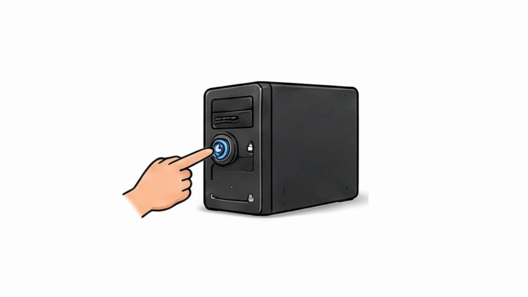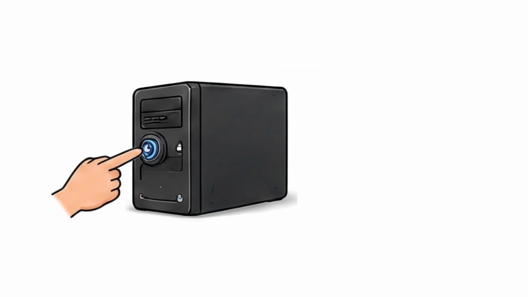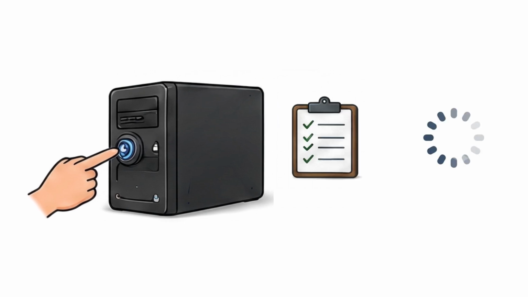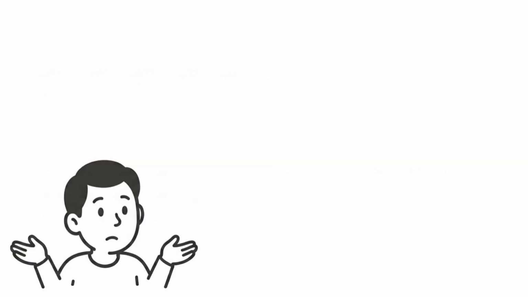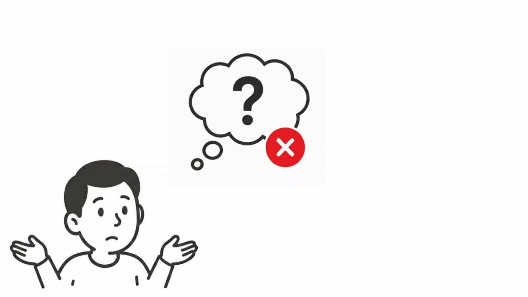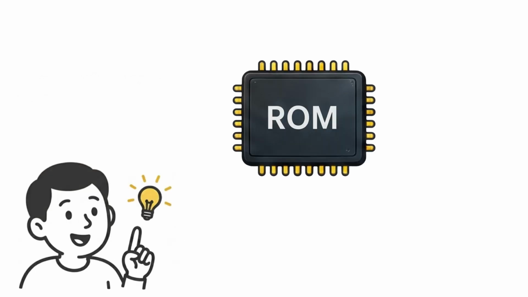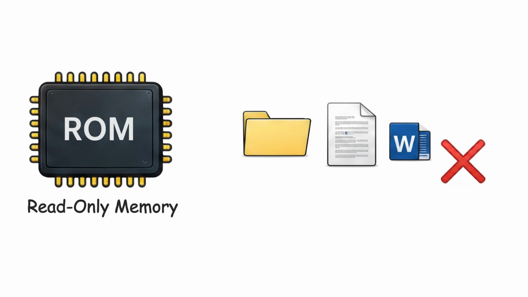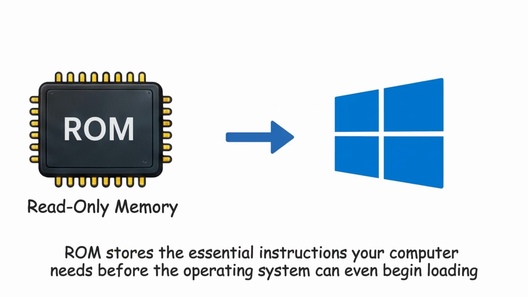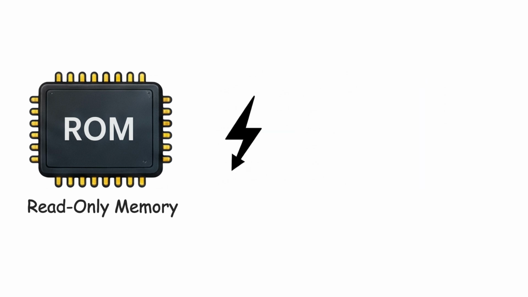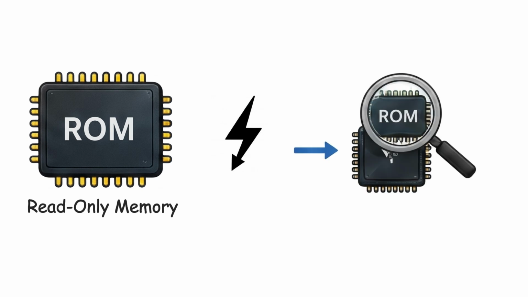Every time you press the power button, your computer performs a series of checks before anything appears on the screen. But how does it know where to begin? The answer is another type of memory: ROM. ROM stands for read-only memory. Its purpose is very different from storage. Instead of holding your personal files, ROM stores the essential instructions your computer needs before the operating system can even begin loading. The moment power reaches the processor, it immediately looks for these instructions.